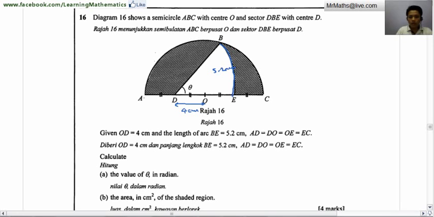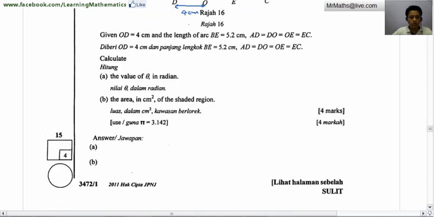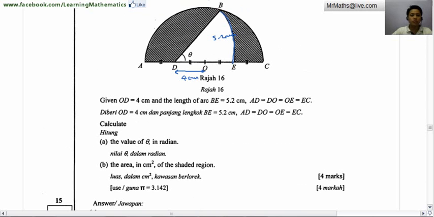And AD is equal to DO is equal to OE and equal to EC. They are all the same length. So the question is the value of theta in radian, and then the area in cm square of the shaded region. Okay, let's move this diagram over to another page.